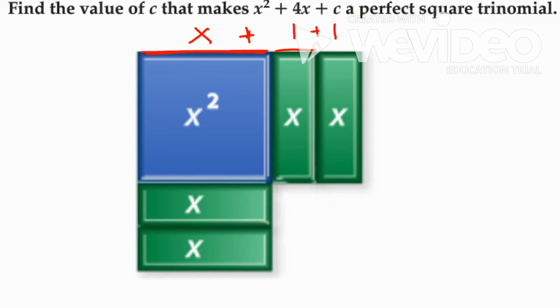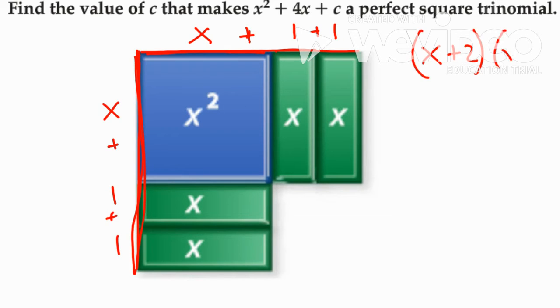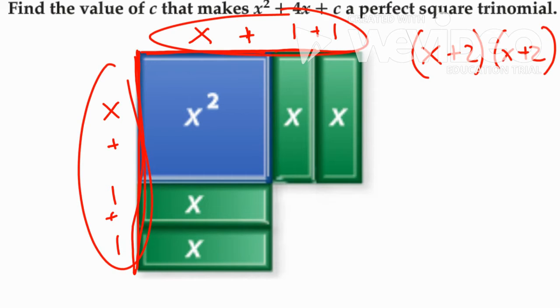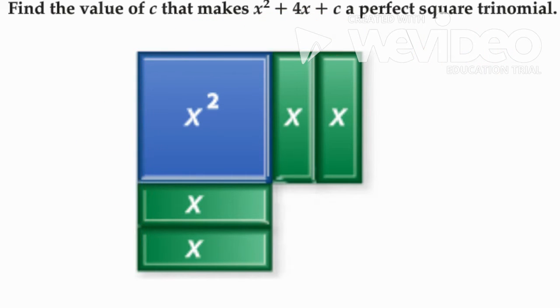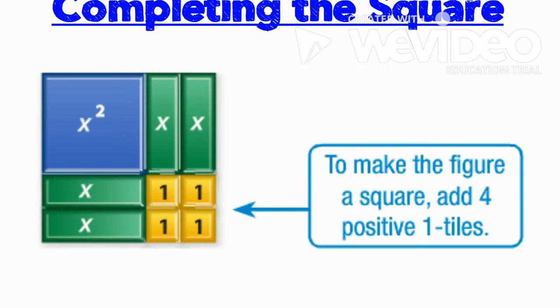Well, let's look at the length of this square. That's x plus 2. And let's look at the total length of this side. If we added that all up, that would be x plus 2 as well. See that? Those are our factors. That's pretty cool. All right, let's take a look at these algebra tiles one more time.